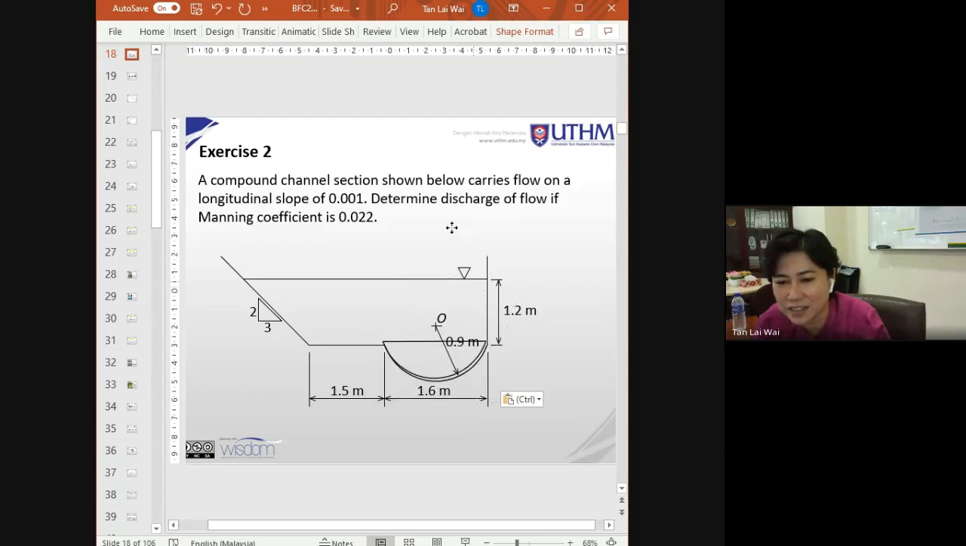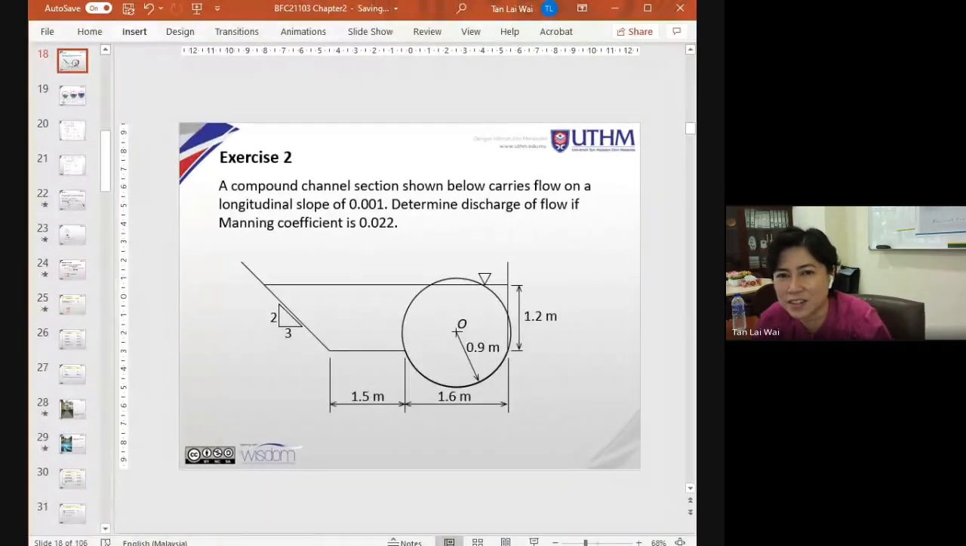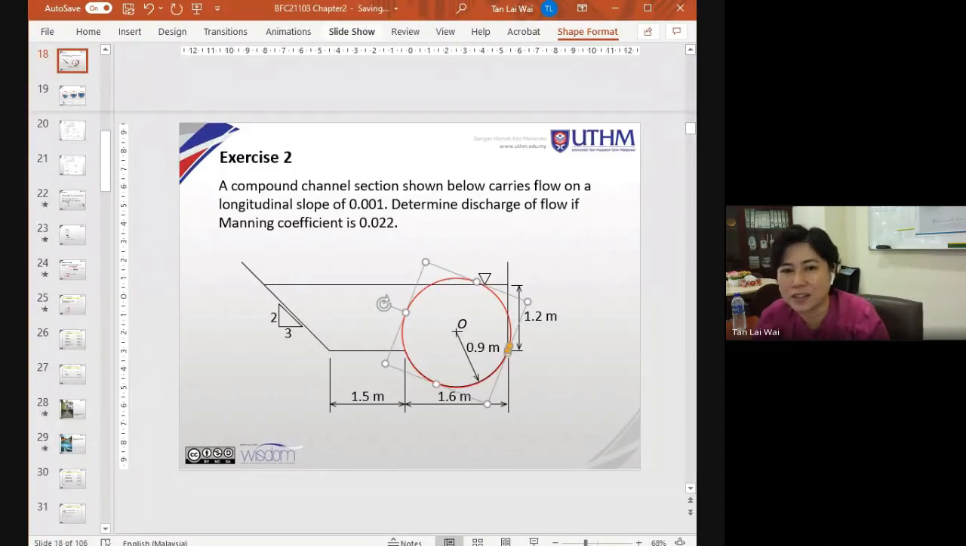Okay, now, if you want to assume it as a semicircle, you look at this, it is one circle, right? Let's see, I don't have enough function. Wait, I need to enlarge this. I need to pick this shape format. Okay. Now, the half circle would be half. This would be your half circle.